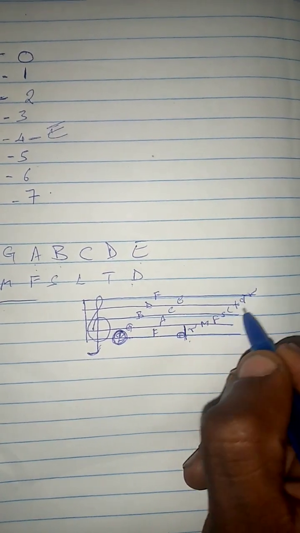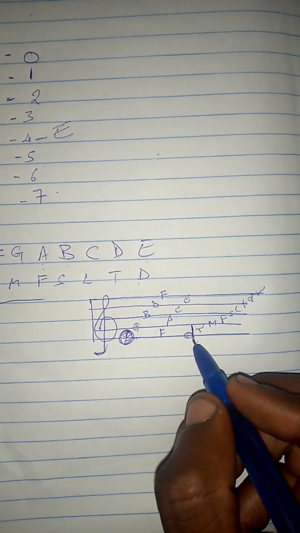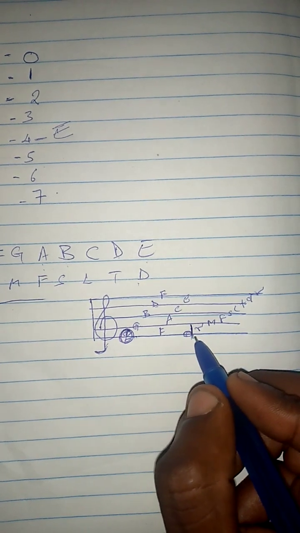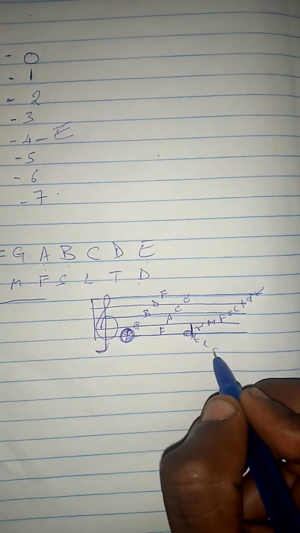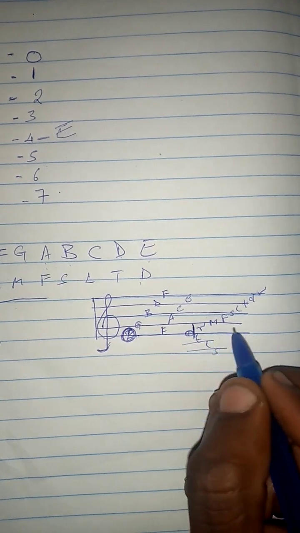Do, re. And remember, I can name above and below. So below will be do, ti, la, so. Assuming we had some ledger lines over there.